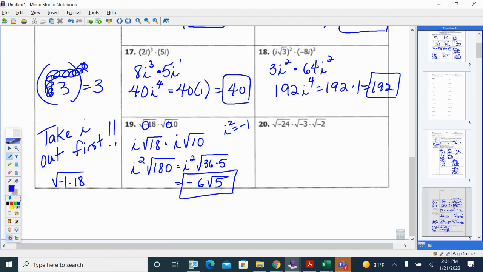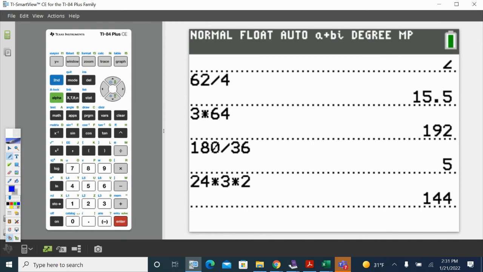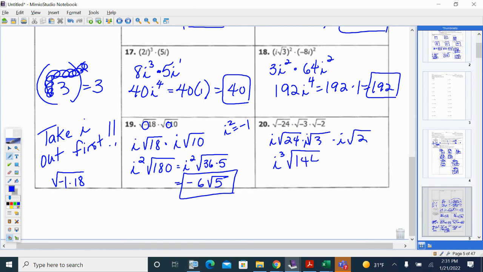Last one, number 20. Again, we're going to take the i's out first. So i times the square root of 24 times, I forgot the i, square root of 3 times i square root of 2. i times i is i to the 3rd power. And then I'm going to multiply 24 times 3 times 2. 24 times 3 times 2 is 144. Love that number. The square root of 144 is 12. And then what is i cubed? i cubed is i, negatives in the middle. It's a negative i. 12 times negative i is negative 12i.